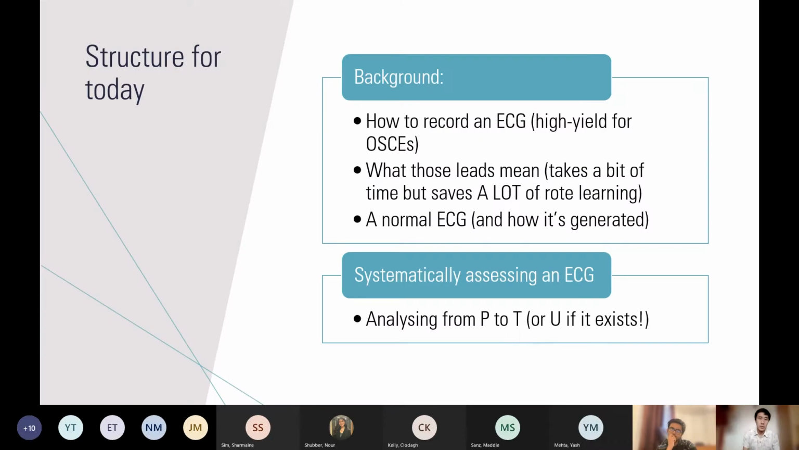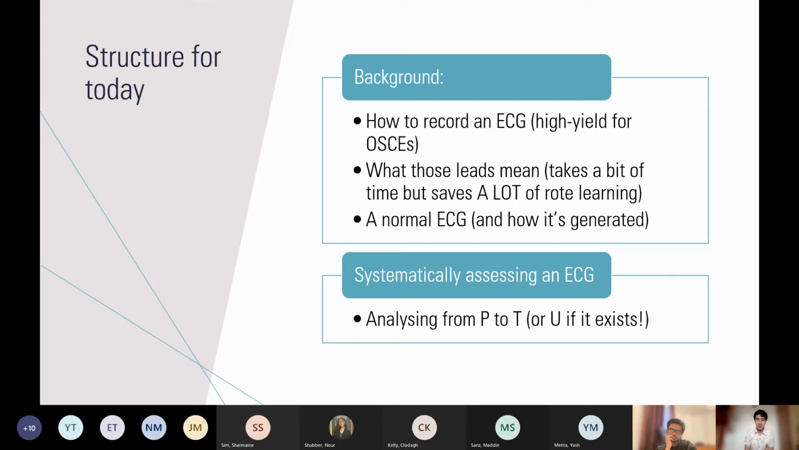So this is the structure that I'm going to go for today. I'm going to give you a bit of background, so how to record an ECG, what the leads actually mean and how we can remember them to make it a lot easier for us in the future and not require rote learning, and a normal ECG trace. And then we'll cover the meat of the session, systematically assessing an ECG.